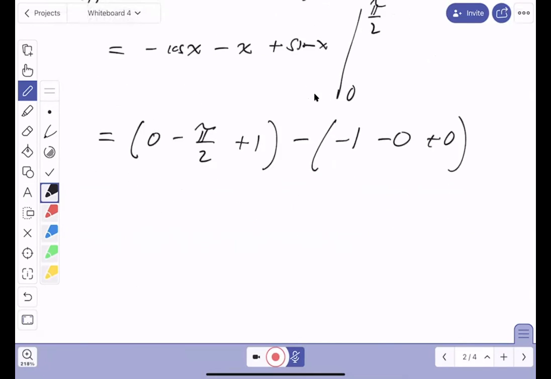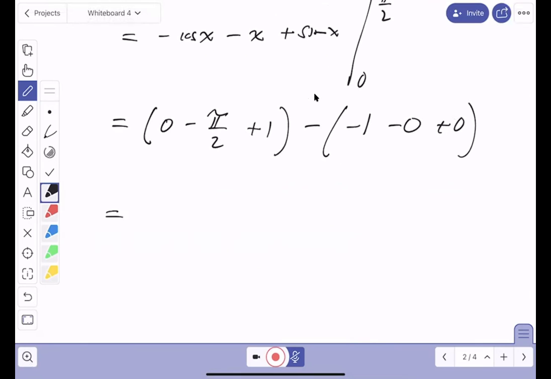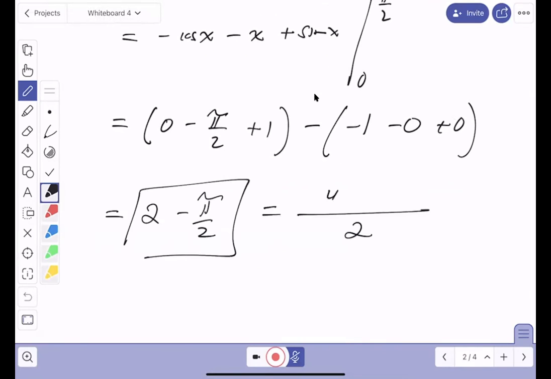That's pretty simple. Keep going through it. And what do you get over here? Well, the arithmetic really doesn't look too bad to me. It looks like 2 minus pi over 2. This can be written, common denominator 2, as 4 minus pi over 2.